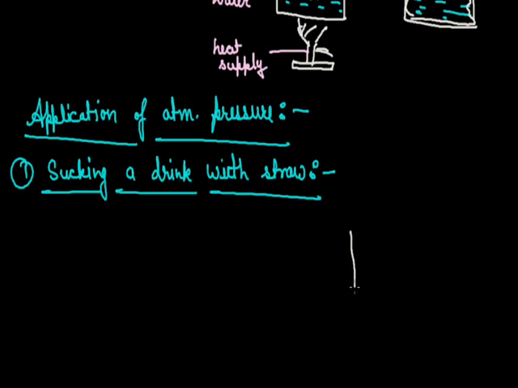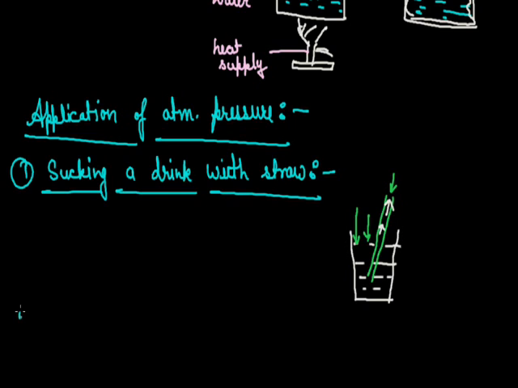As shown in the figure, suppose we suck the drink inside a container from here, then as we know the atmosphere also exerts pressure. So when we suck the air from the straw, the pressure inside the straw becomes less than the atmospheric pressure. That's why the atmospheric pressure acting on the drink forces the drink to move up the straw, which then reaches into our mouth.